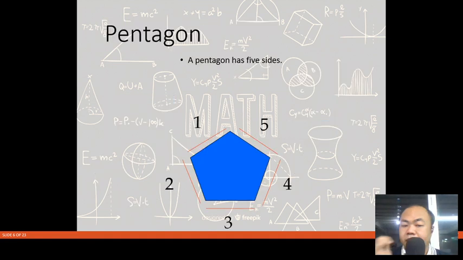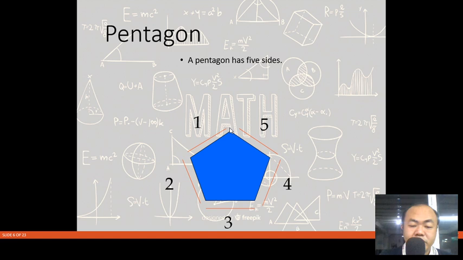Pentagon. A pentagon has 5 sides, as you can see: side number 1, 2, 3, 4, and the last, number 5. We can call a pentagon a polygon. Why? Because it has more than 2 angles, and it is a closed shape. It means all the lines are connected to each other.